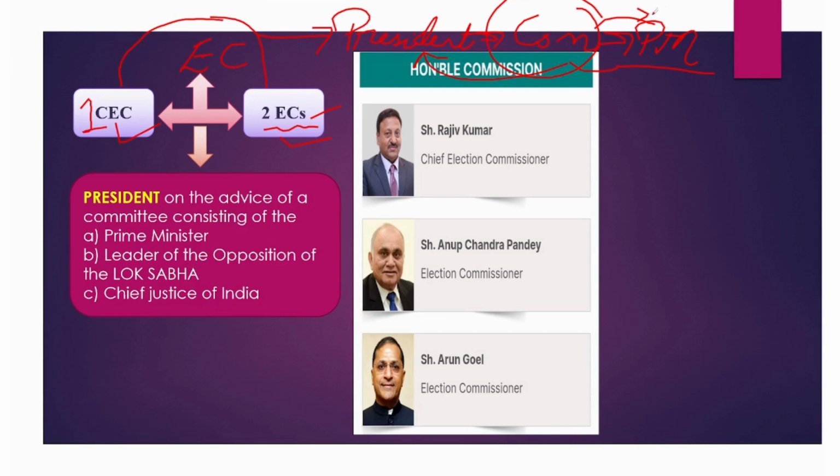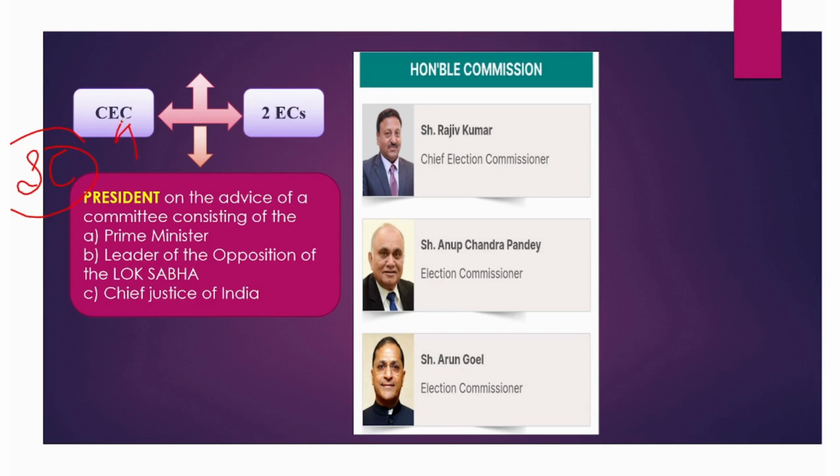This was the appointment procedure in the past, but recently the Supreme Court gave a verdict about the appointment procedure of the Chief Election Commissioner as well as the election commissioners of India. The appointment will be made by the President, but on the advice of a High Power Committee consisting of 3 members. Which are these members? The first will be the Prime Minister and the second will be the Leader of Opposition of the Lok Sabha. If there is no Leader of Opposition in the Lok Sabha, then the leader of the largest political party in the Lok Sabha will be part of the committee. And the third one is the Chief Justice of India.